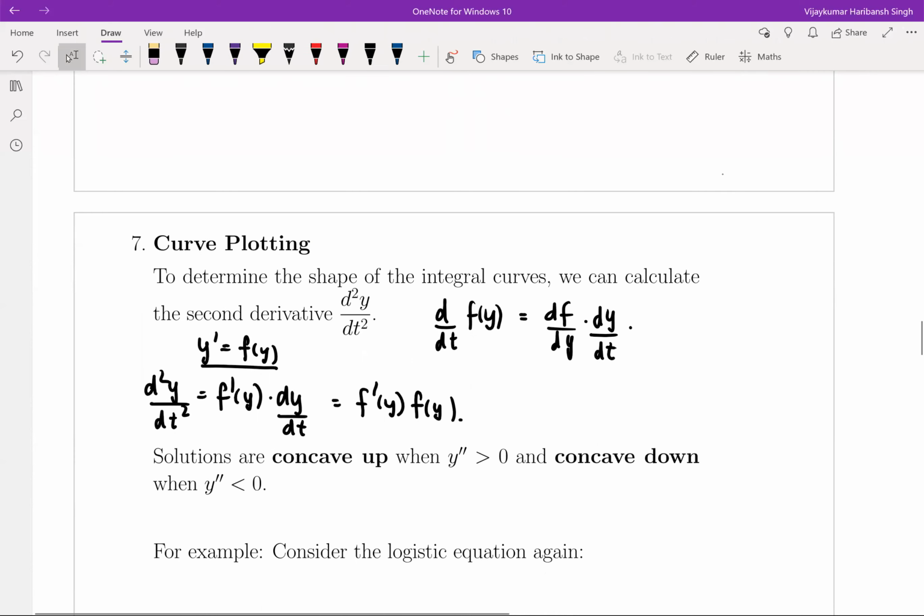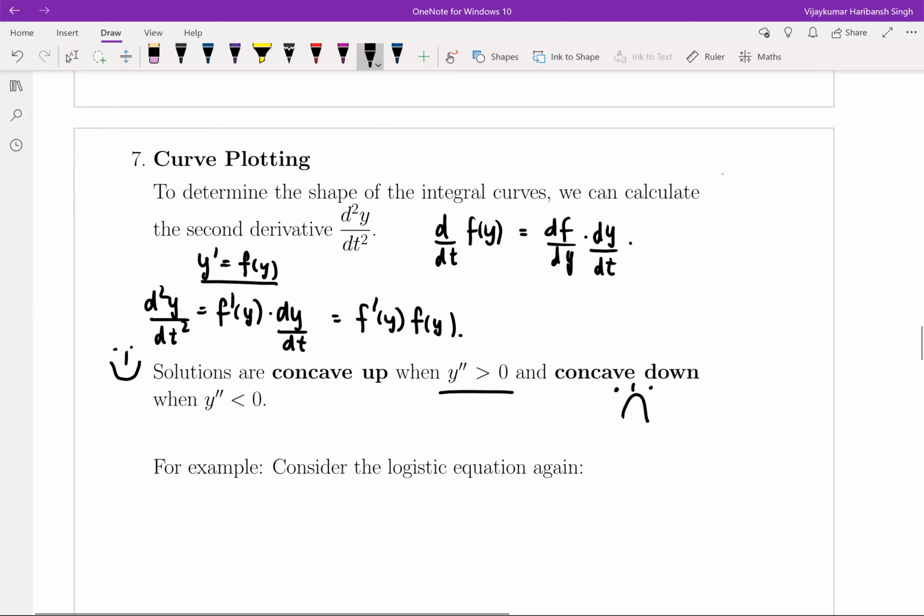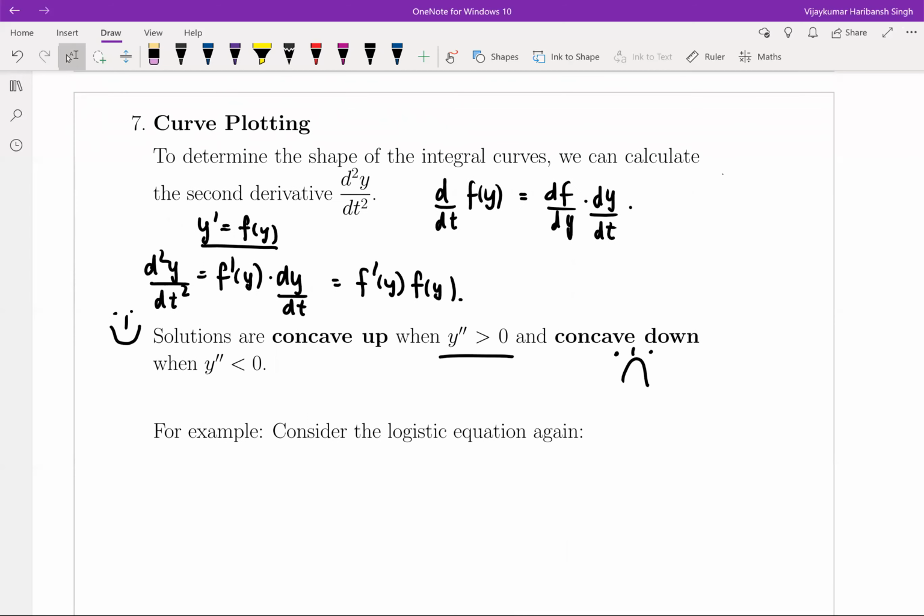Now note that you can just look at the sign: if d²y/dt² is greater than 0, then the function is concave up. And if it is less than 0, then it's concave down, right? So we'll do that for our logistic equation and determine where it's concave up and concave down.